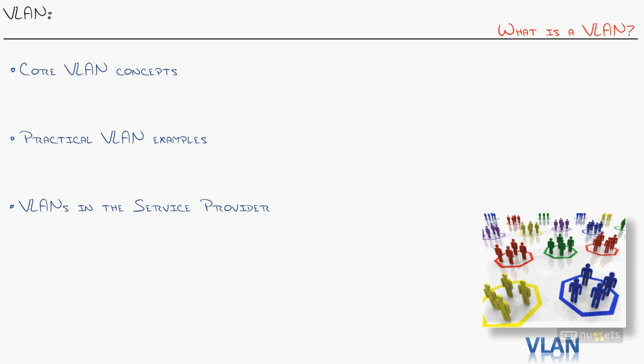VLANs are right there because they are so pervasive in the network world. They are literally everywhere, from wireless segmentation to separating servers from guest network, from typical employees to the service provider environment, separating customers from each other. I mean, VLANs are everywhere. They saturate the network world.